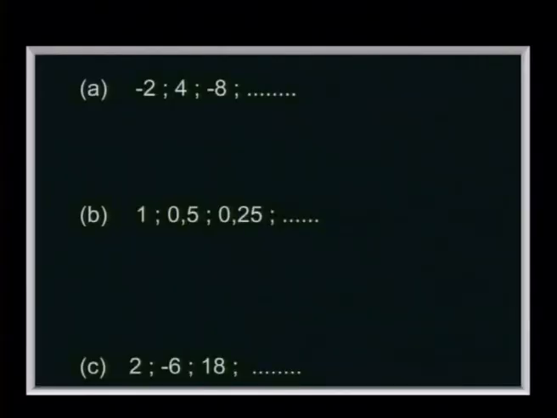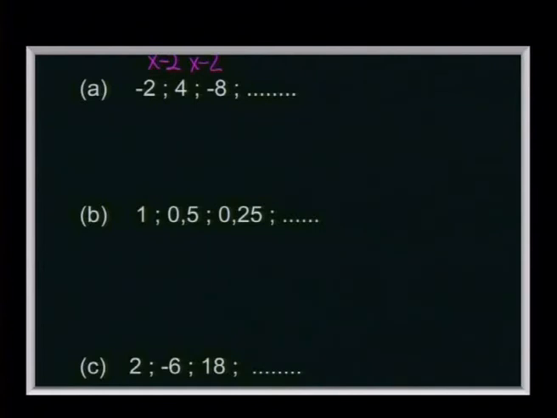Now, all three of the questions in question number 2 happen to be geometric number patterns, but as I said to you guys before, you still need to check. So let's have a look. What do I do to get from negative 2 to 4? Well, I've got to multiply by negative 2. What do I have to do to get from 4 to negative 8? Well, I've got to multiply by negative 2 as well.